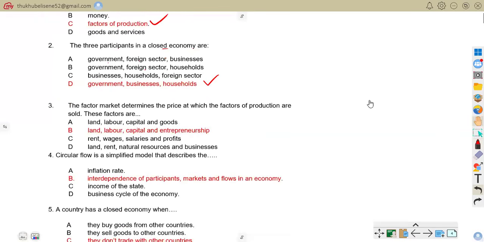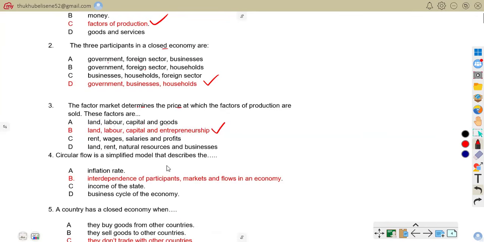Now moving on, number 3. The factor market determines the price at which the factors of production are sold. These factors are land, labor, capital, and goods. Land, labor, capital, and entrepreneurship. Rent, wages, salaries, and profits. Land, rent, natural resources, and business. So the correct answer is B.